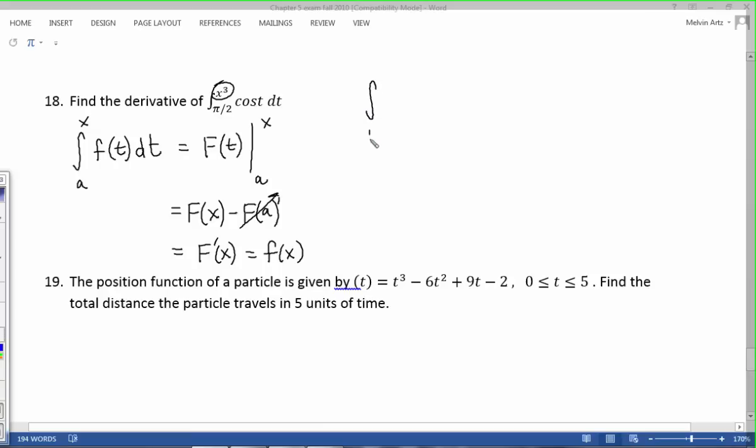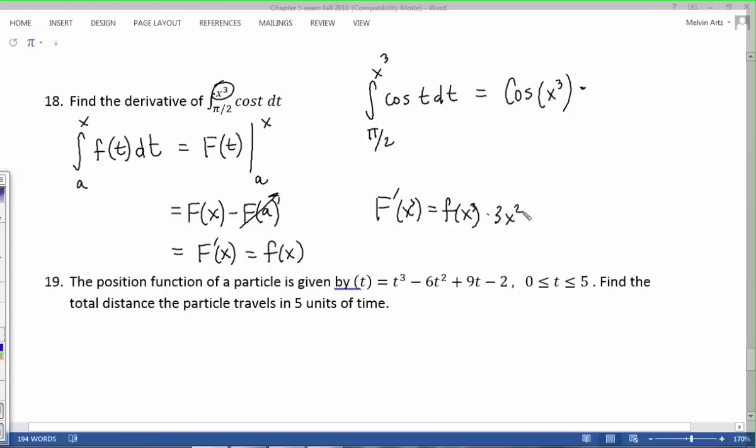So if we have the integral from pi over 2 to x cubed of cosine of t dt, we just saw this should equal our f prime of x cubed. I mean, the f prime of x, which is our f of x. So we'd have just the cosine of x cubed. And then we said this has to be multiplied by the derivative of the inside. If this is x cubed here, we would have x cubed times our 3x squared. So times our 3x squared.